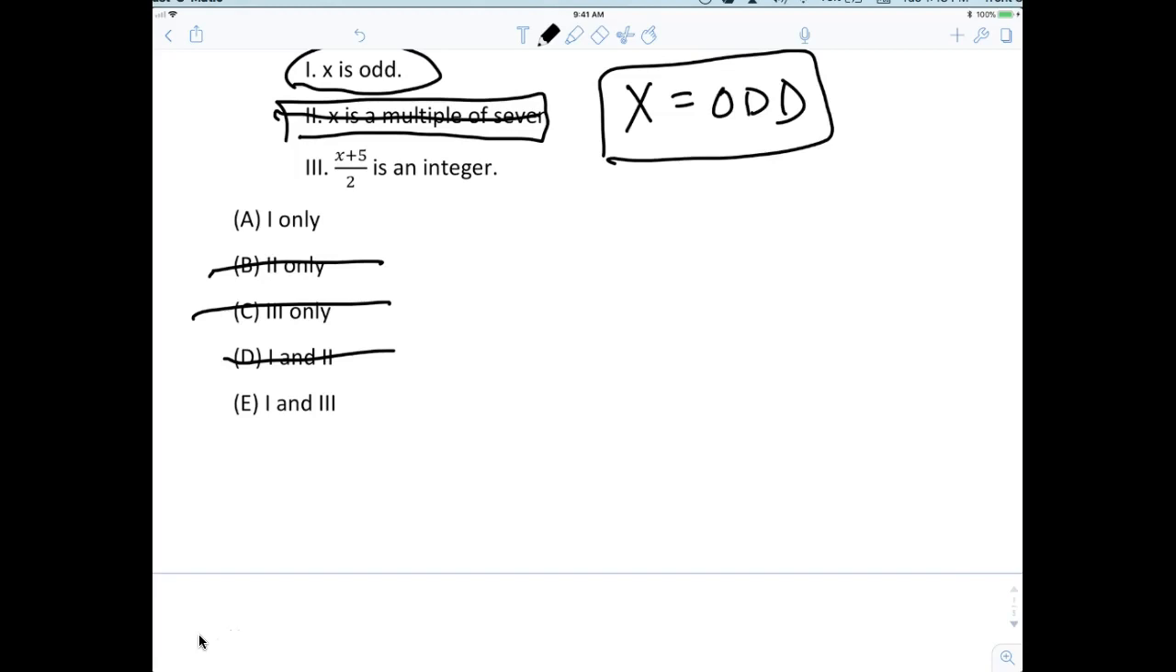So multiples like what you can multiply it by? No, multiples would be like 7, 14, 21, 28. Oh. All right, that's what that means.